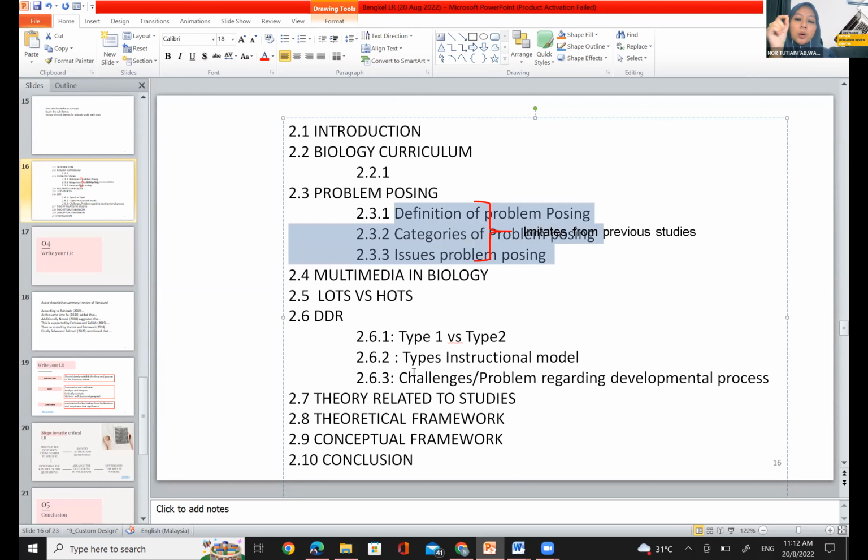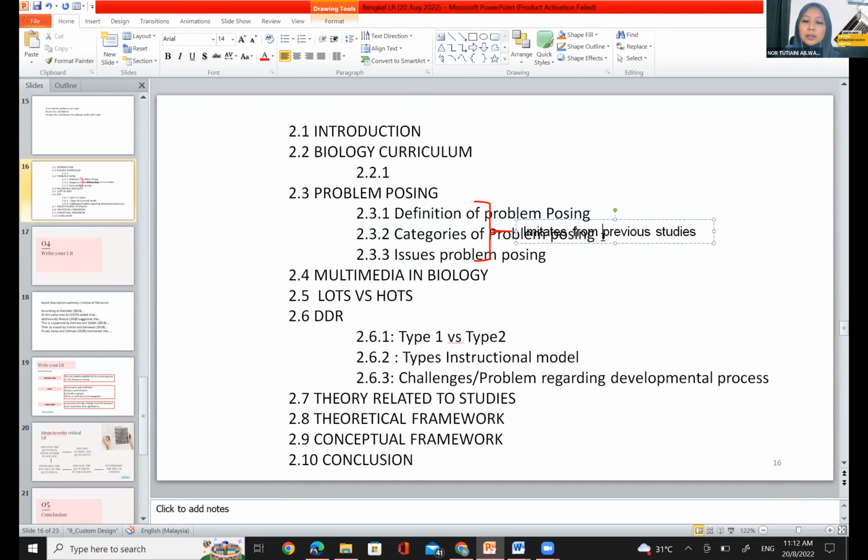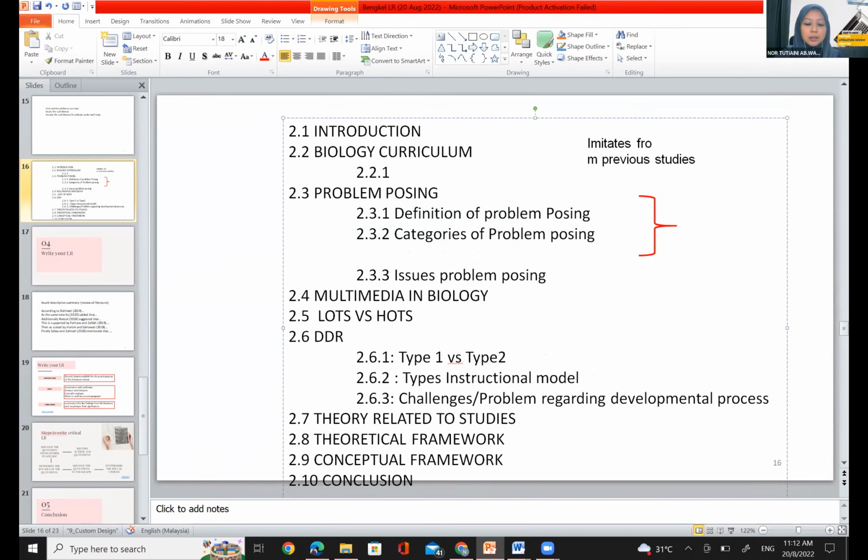Mungkin you kena letak problem posing strategies. Oh, iyalah. Okay, mungkin kita boleh letak kat sini. Supervisor pun kata, tambahlah kat sini. Kita pun tambah. Letak tepi dulu this one. Okay, so kita pun tambah kat sini. 2.3.3 should be problem posing strategies.